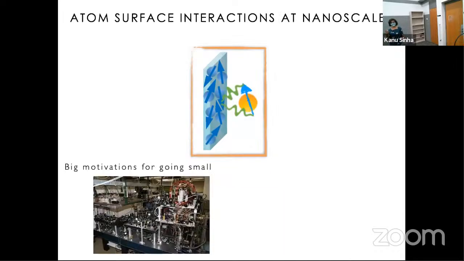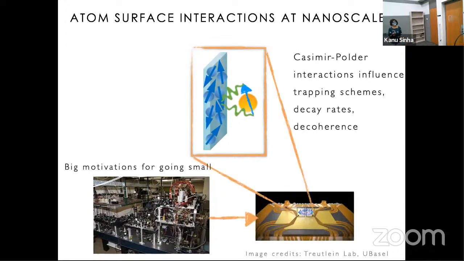Now, where do these interactions become important? So, of course, if you walk into a typical quantum optics lab, it looks something like this, which is a jungle of big, bulky optical elements. Well, I mean, that looks like what it is to me as a theorist anyways. So what we'd ideally like to do is to shrink things down to the size of a chip to make things more modular, for example. And as we do so, we inevitably run into Casimir-Polder interactions or atom-surface interactions at nanoscales, which influence how we trap our atoms, how our atoms decay and decohere, and so on. So they're mostly a nuisance that we'd like to control.